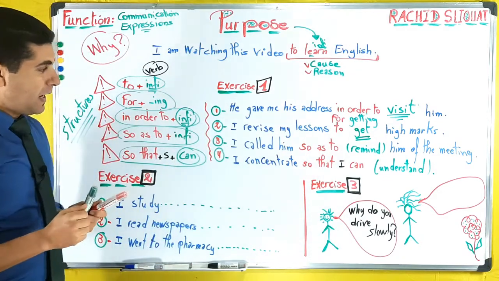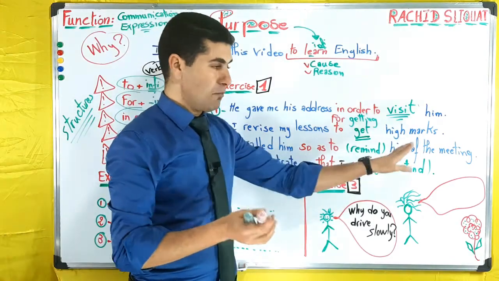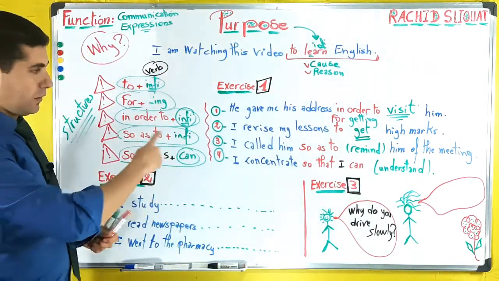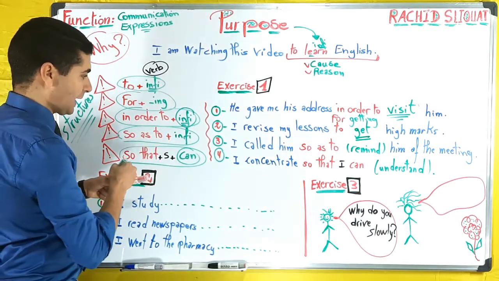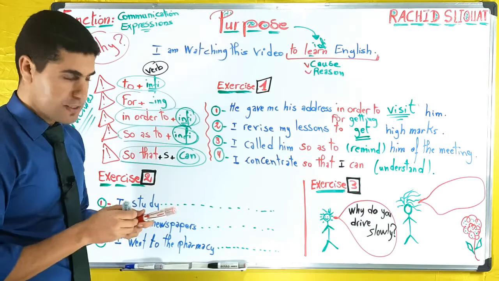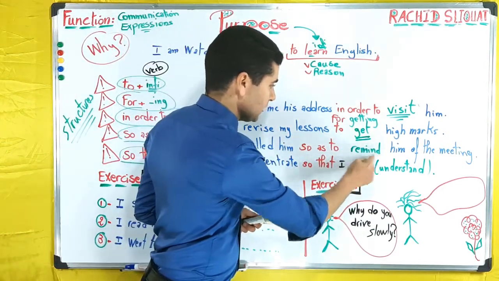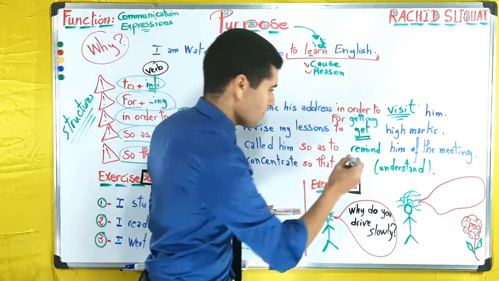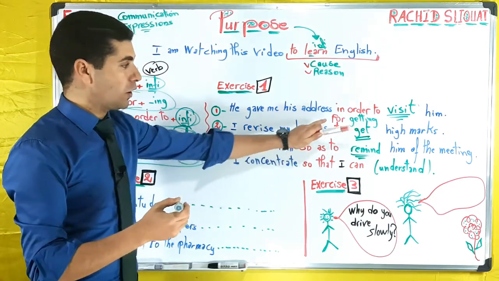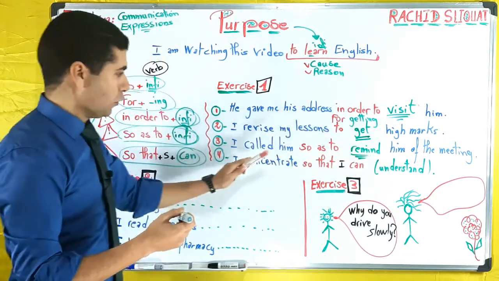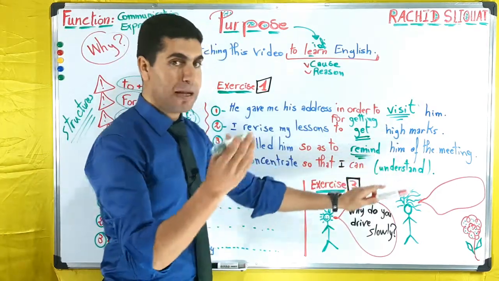Number 3, I called him so as to, the verb remind, him of the meeting. So as to plus infinitive, again the verb is not conjugated. So very simply, I called him so as to remind him, infinitive. Or we can say I called him for reminding him of the meeting. For plus ing, reminding, okay?